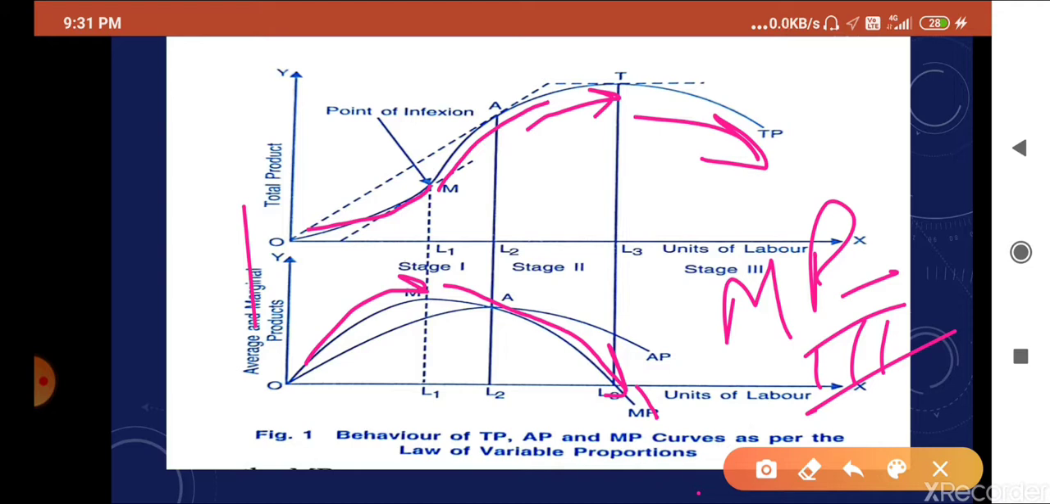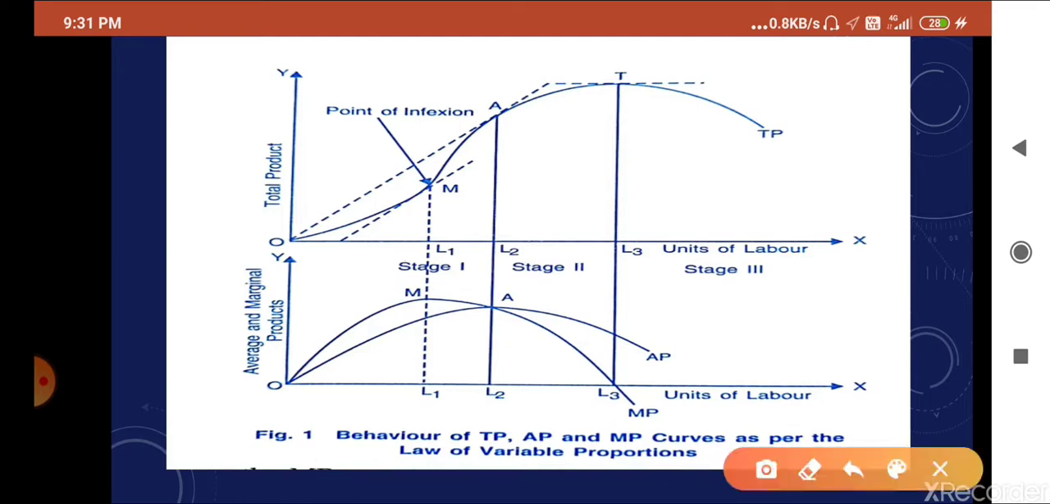Now we are discussing AP. What is the condition for AP? Let me clear this one. So AP, you are watching in the first stage, is increasing, but not as fast as MP is increasing. It is increasing slowly. And then we are discussing the second stage.